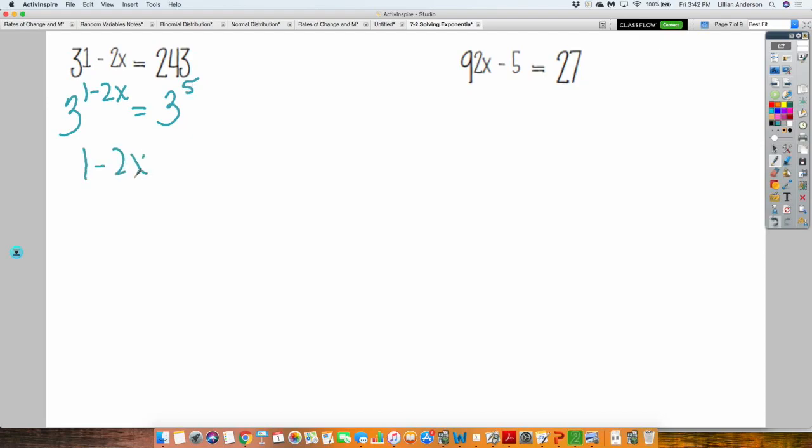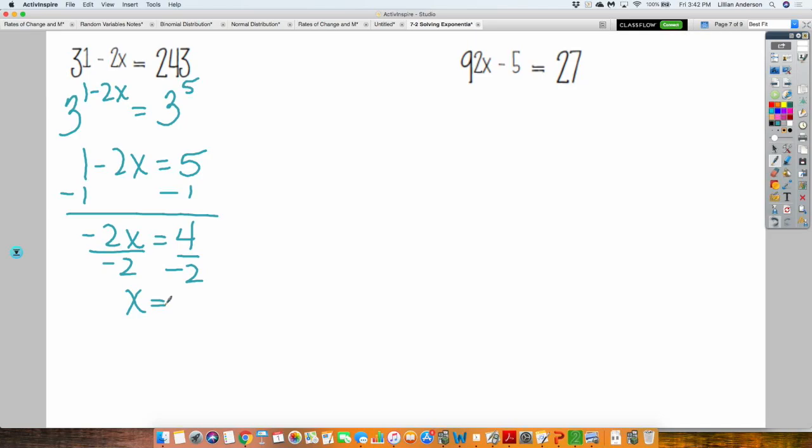Step 1. Step 2. Set those exponents equal to each other. Now, instead of this being a 1-step equation, this now became a 2-step. Subtract 1. Divide by negative 2. And x becomes negative 2.